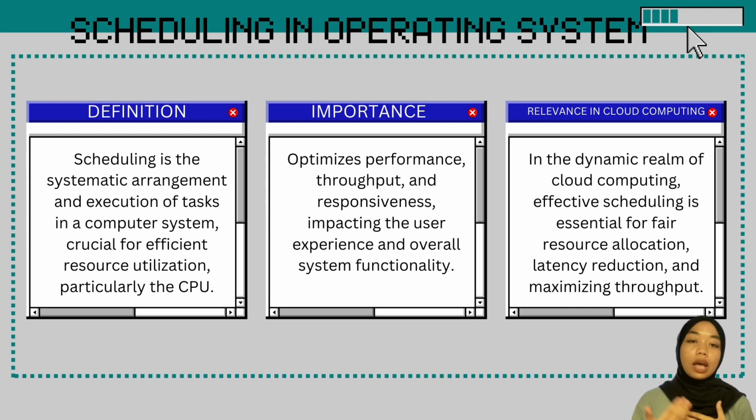Scheduling in operating system. Scheduling is the systematic arrangement and execution of tasks in a computer system, crucial for efficient resource utilization, particularly the CPU. The importance of scheduling in an operating system is optimized performance, throughput, and responsiveness, impacting the user experience and overall system functionality. In the dynamic realm of cloud computing, effective scheduling is essential for fair resource allocation, latency reduction, and maximizing throughput.